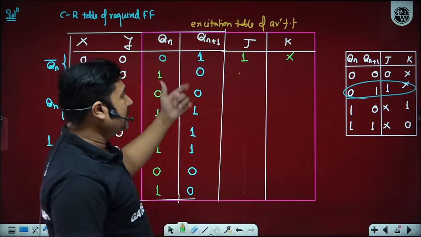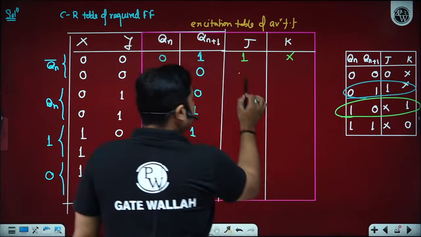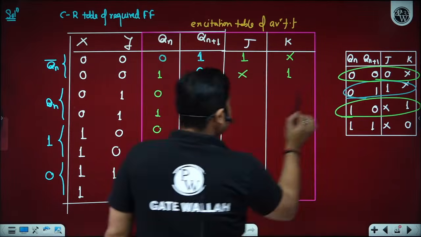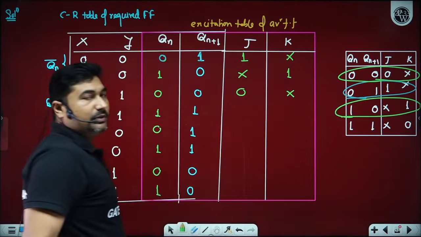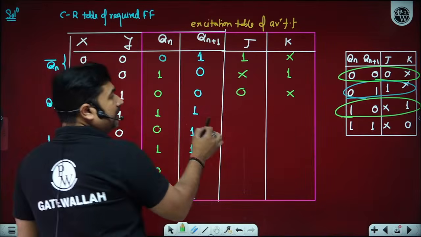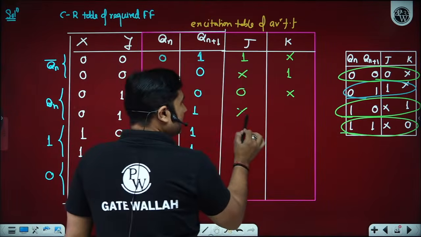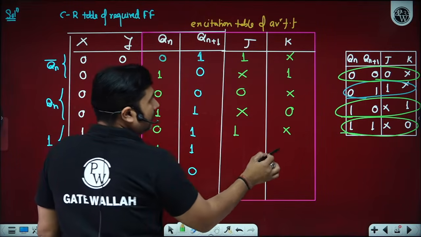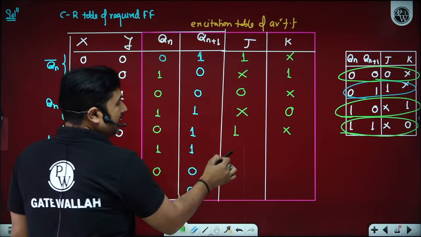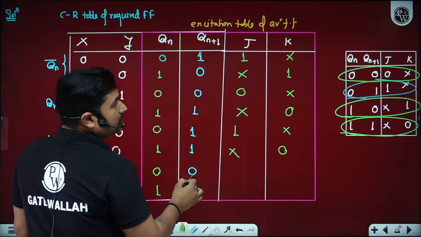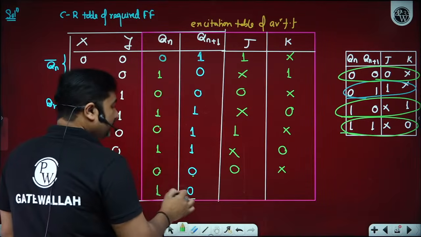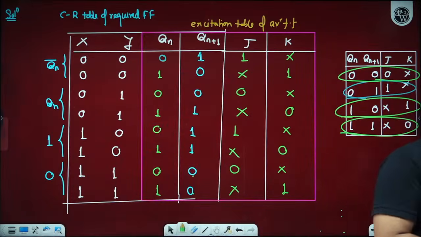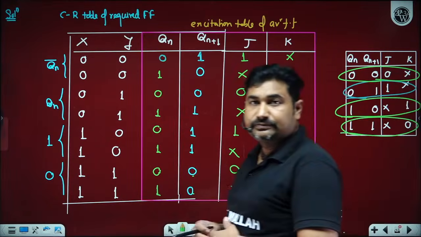In the same way for 1, 0, we need don't care, 1. For 0, 0, we need 0, don't care. How many of you able to understand? For 1, 1, we need don't care, 0. For 0, 1, we need 1, don't care. 1, 1 will have don't care, 0. 0, 0 will have 0, don't care. And for 1, 0, we have don't care, 1. Is there any doubt up to this part? Please let me know by writing in the comment section.